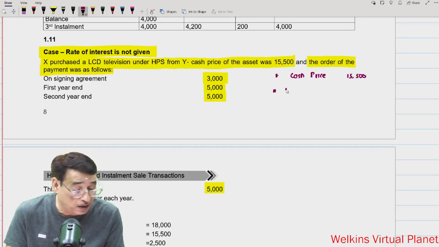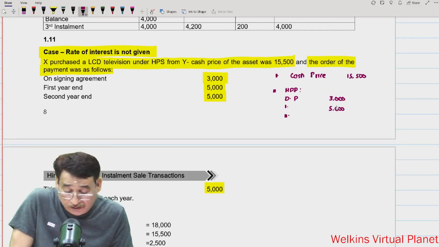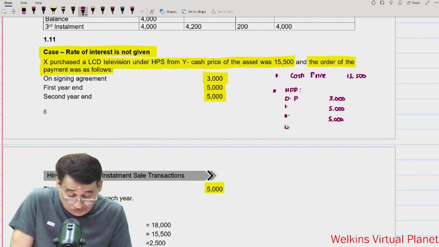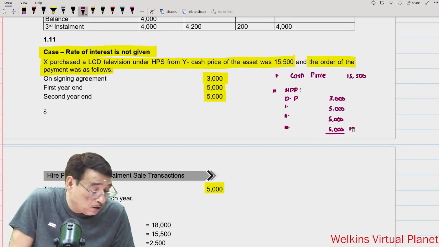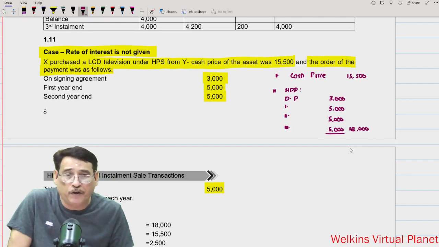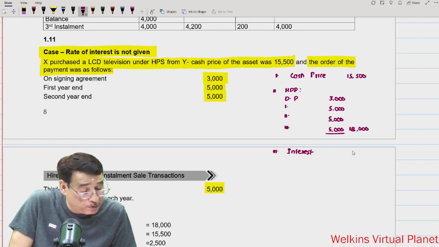Your cash price, as you can see, is equal to 15,500. Then you compute your hire purchase price. We know that the hire purchase price is the down payment, which is given in the question as 3,000, then the first installment 5,000, the second installment 5,000, and the third installment 5,000. So the total is equal to 18,000. So the hire purchase price is 18,000. The difference between the cash price and the hire purchase price is known as interest. So what is your total interest? Total interest is equal to 2,500.